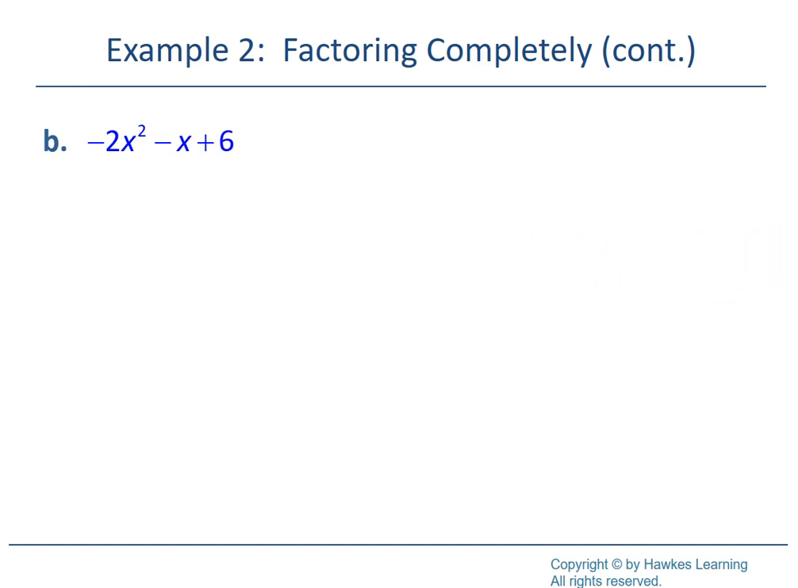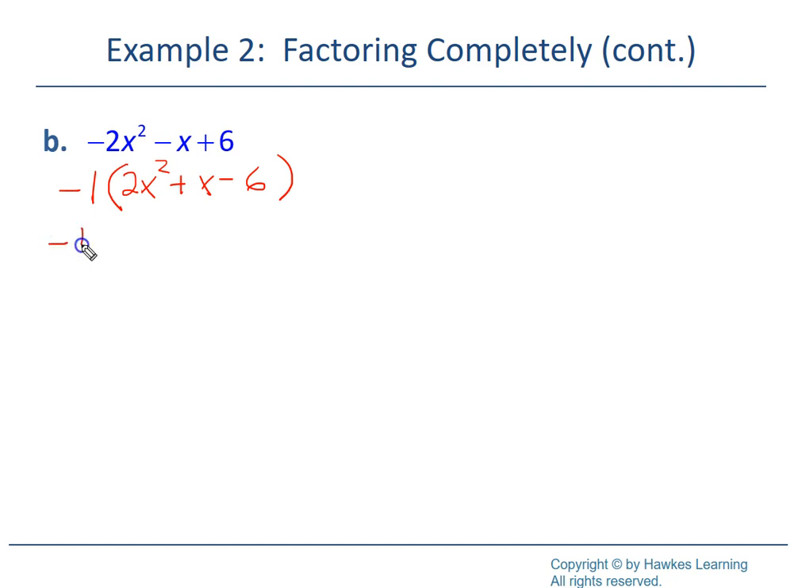be suggested, is we factor out a negative 1 here. So this becomes 2x squared plus x minus 6. So we reverse the signs. Now our lead coefficient is positive, which I said we like to do.